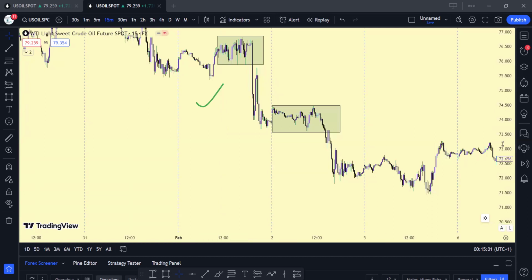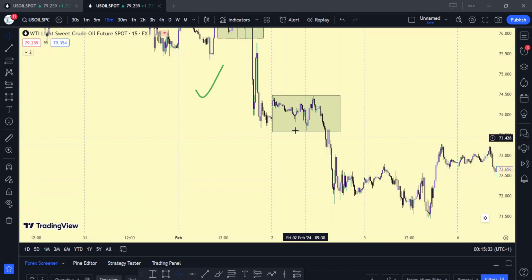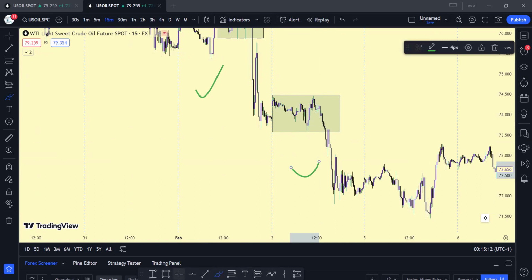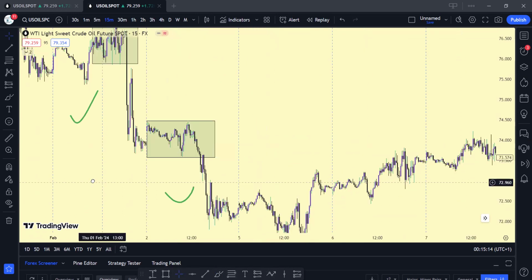You understand your system very well. So this is on Friday, right? Friday, 2nd of February. You can see another breakout. So this is a good trade. Two wins in a row, just trading this simple system on US oil.